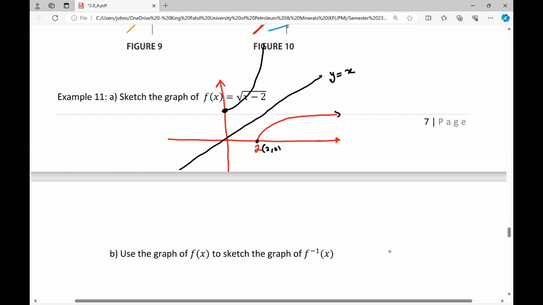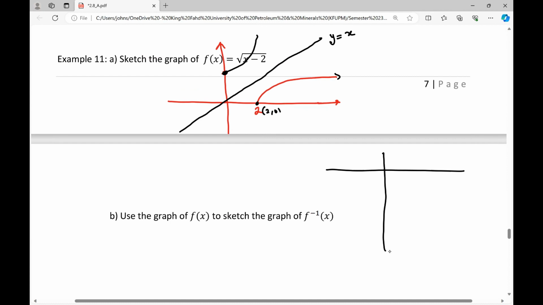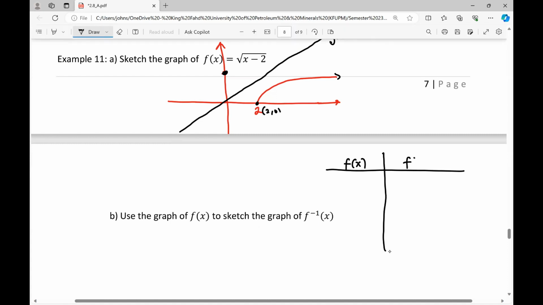Of f inverse. Now, in case you cannot see the reflection easily, what do you do? Just take points. So let's take points so that this can be clearer. In case you cannot see this reflection, if you reflect this red one across this line, it will just be this one. But if you take points, let's take a point on f and a point on f inverse.